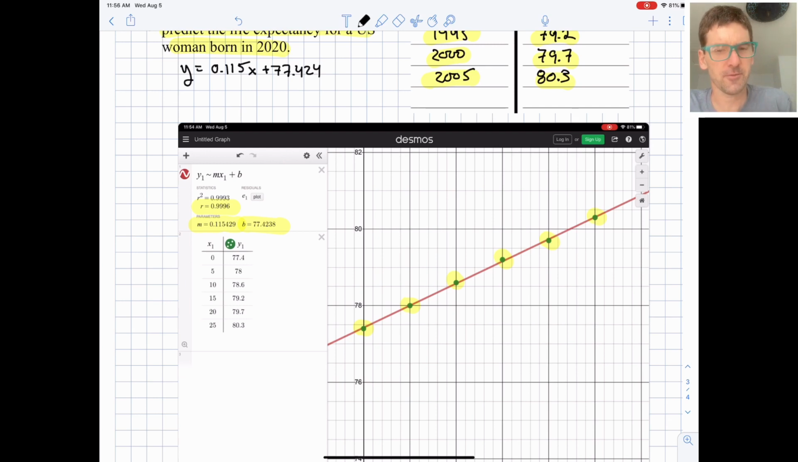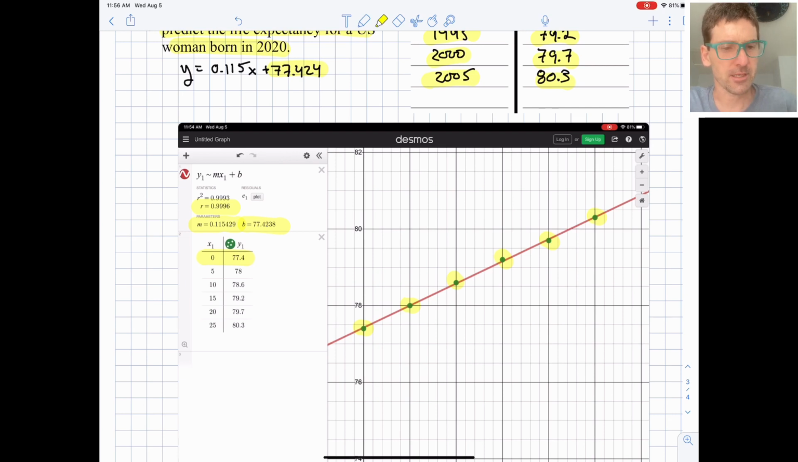It's always, I think, helpful to think about what these numbers mean. So this number, the 77.4, really means at the beginning, or in our case, year 1980, because that's what we called year 0, a woman had a life expectancy of 77.4. And that agrees with our original data, right? It doesn't have to. We didn't force our line to go through that data point, but it's always nice when it does. It probably means that we have pretty good data.